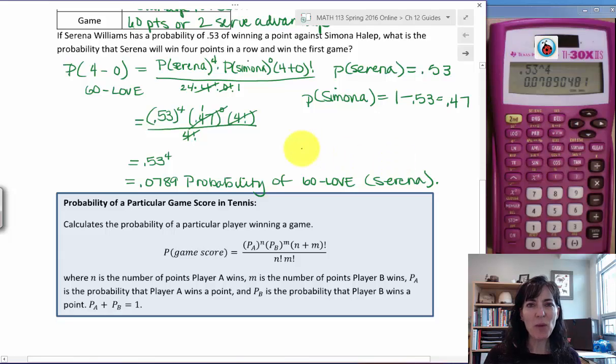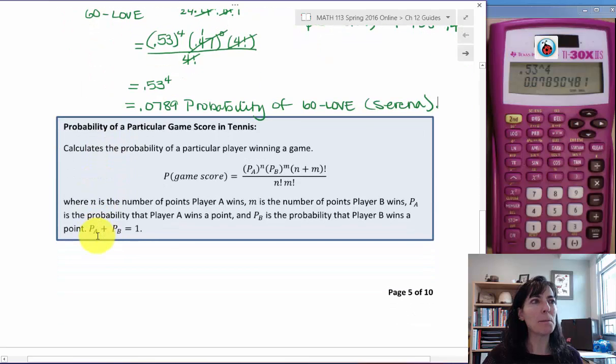Is that a very strong probability? Is it likely to happen? No, because it's about 8%. So 8% of the time, the score between these two, Serena and Simona, would be 60 love with Serena winning. The issue is that they're very close in abilities. If Serena played me, she would have a 0.99 probability of winning a point. And so in the end, she would be very likely, for any score that you came up with, to win, especially to have a slam on me like that.